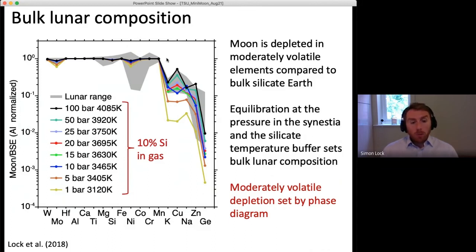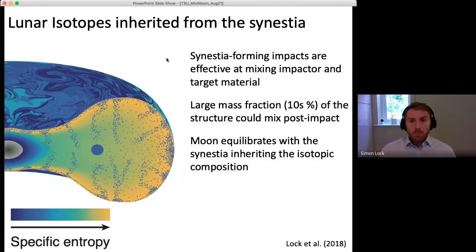So on this point, this model is fantastic, right? We've answered one of those big outstanding questions, the moderately volatile element depletion of the moon. That can be explained very nicely by forming your moon from the Synestia. What about the other elements of it? So Synestia forming impacts are helpful in two ways for trying to understand why the Earth and the moon have such similar isotopic fingerprints.